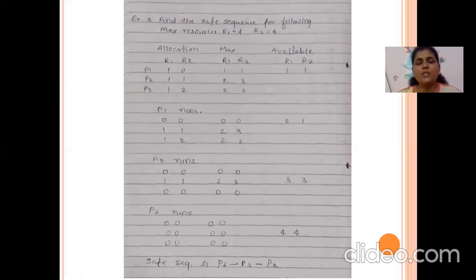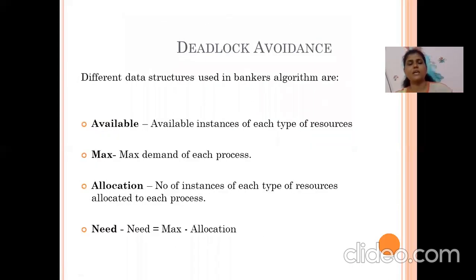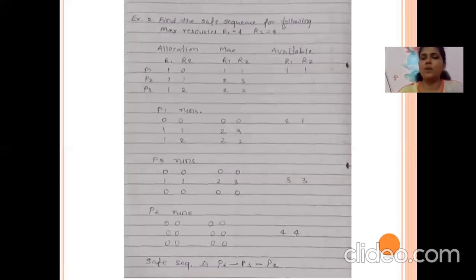How the need matrix is calculated, we have seen in the last PPT. That is, need can be calculated as max minus allocation. So max is 1 and 1 of R1 R2 type. Allocation is 1 and 0. So what is the need? Need is equal to 1 1 minus 1 0, that is 0 1. That means 0 resources of R1 type and 1 resource of R2 type are needed by process P1. Okay.